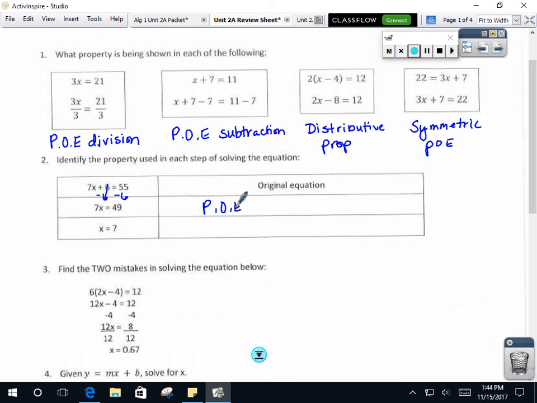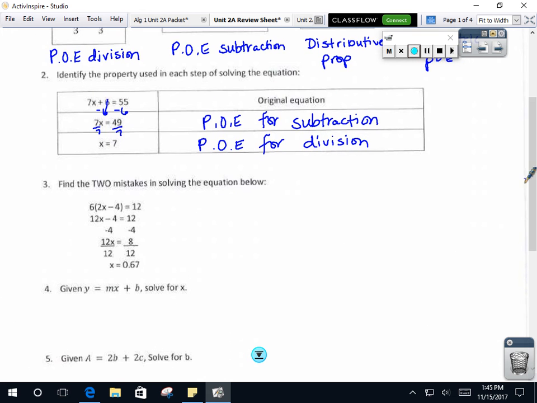Property of equality for subtraction. They subtracted by the same number on both sides. Well, on this one, there's one more step. Look, divide by 7, divide by 7. So to get from this step to this step, they did the property of equality for division. Okay, so to me, the hardest thing so far was symmetric property because that's one of the newer ones. But the rest of those should be pretty easy for you.